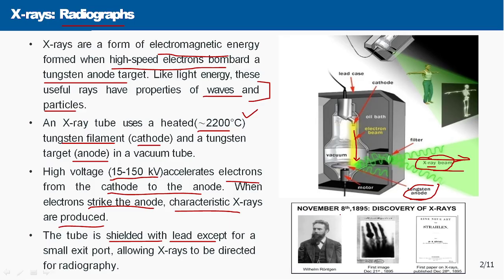And this X-ray was discovered in 1895 by Röntgen. Okay, and after 1895, in 1896 it was used for clinical purposes.